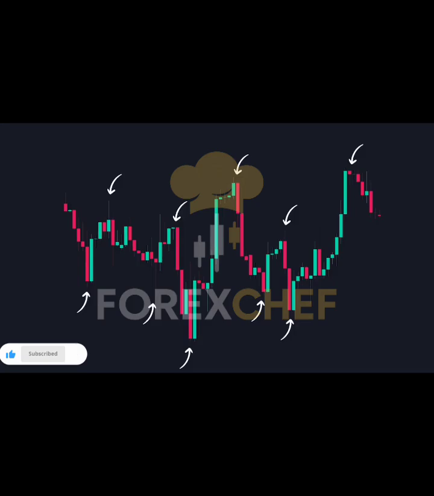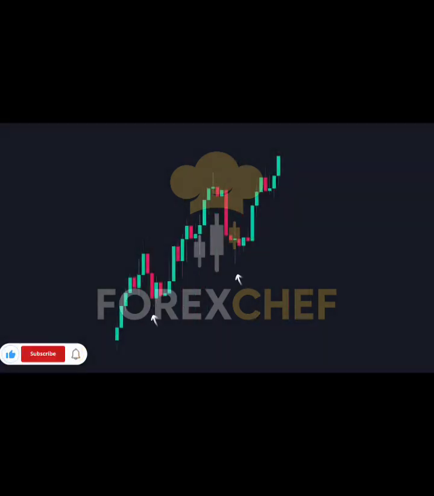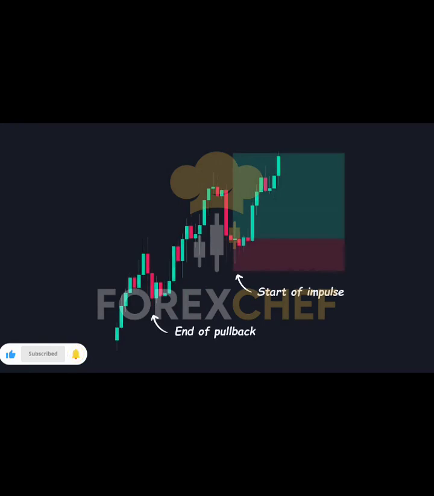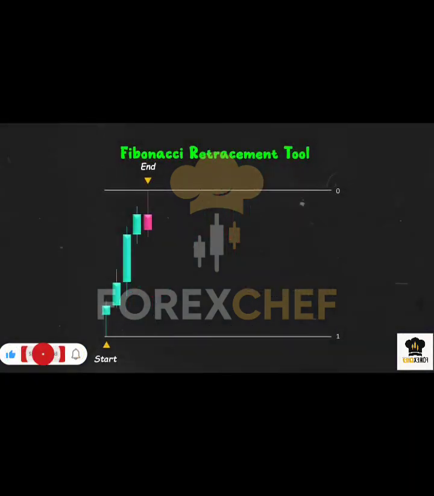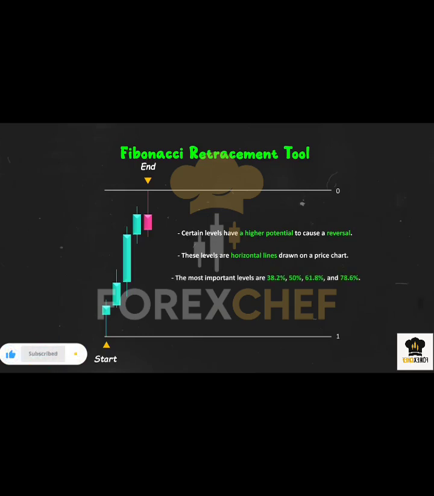Now let's go back to trending markets. Knowing when a pullback ends and a new strong move begins can help you make good profits. This is because you can catch the best chances to buy or sell. And this is where Fibonacci retracement levels help us. The Fibonacci concept suggests that if we break down the start and end of a price wave, certain levels have a higher potential to cause a reversal. These levels are horizontal lines drawn on a price chart to show possible areas of rejection. The most important levels to watch are 38.2%, 50%, 61.8%, and 78.6%.